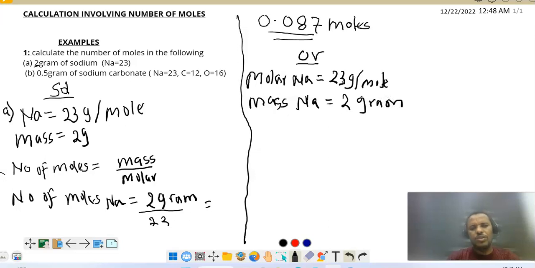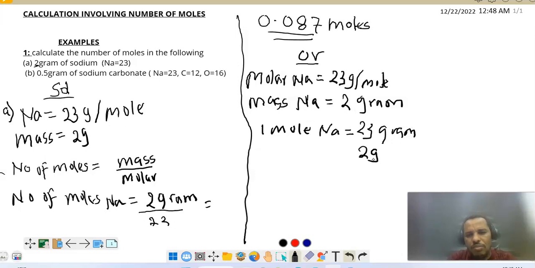Then this is what you can do. If 1 mole of molar mass contains 23 grams of mass, then you can say 1 mole of sodium contains 23 gram of mass. What about 2 gram? 2 gram of sodium will be equal to how much? We don't know x. So you do cross multiplication, multiplying this side by this side.